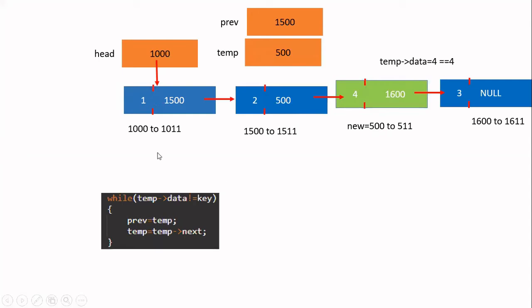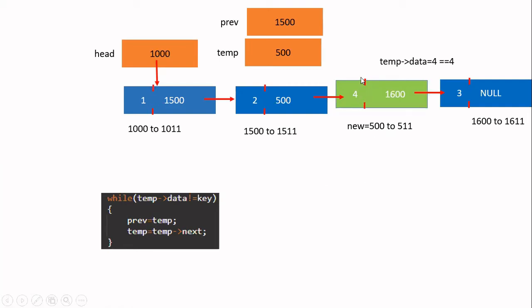Okay, now let us focus here. The loop. In the loop, you are checking the data of temp. If it is not equal to key, you are going to do two changes. First change is whatever is in temp, that you are going to store in previous. And whatever is the next of temp, that you are going to store in temp. Okay, hope this is clear. Now, let us see after that what we want to do.